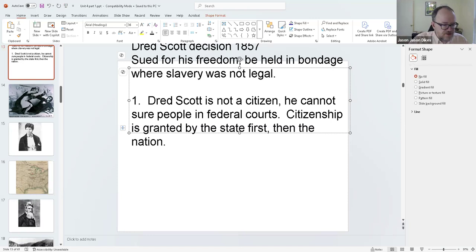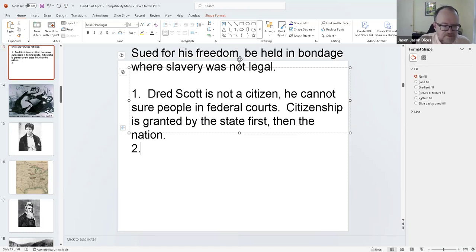That still doesn't get to the issue of whether or not Dred Scott was held illegally. So let's read on. No, and I'm using the exact language here.